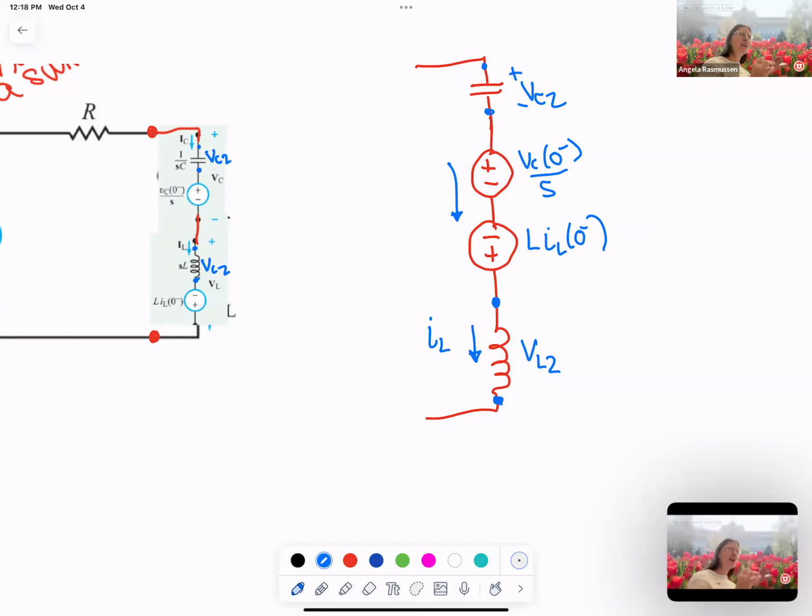So the voltages are the same. That voltage battery of VC 0 minus over S is the same in both. And the inductor voltage of that L IL 0 minus is the same. So the current through it is the same. Voltage is the same. The only difference is its location. So yes, the node right here, let me do these different colors. This node in comparison to this node, if I measure with a multimeter, will be different voltage because I'm comparing it at a different stage. But across each element, it will actually stay the same. So voltage across the element stays the same. Current going through the elements stays the same.